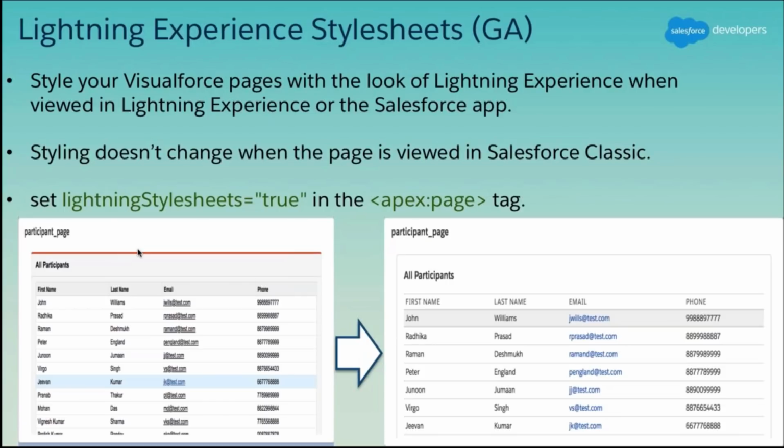Okay, so what I'm seeing right now is a comparison between how it looks in Classic and the Lightning UI? Exactly. Wow. You are right. You can see on the left side the page where my Lightning style sheets is set to false. And once I set that to true and refresh my page in Lightning Experience, you can see what you see on the right side. You can see a lot of difference in the experience, right?